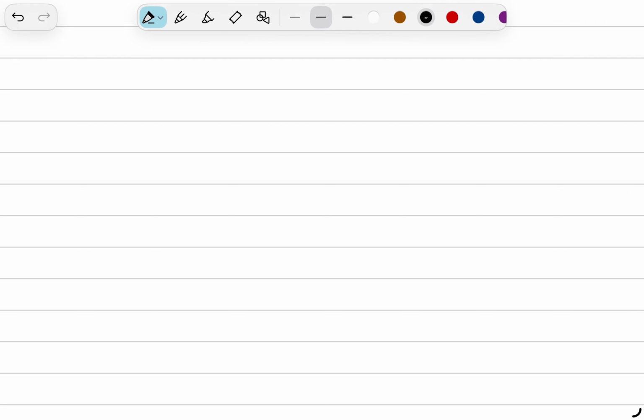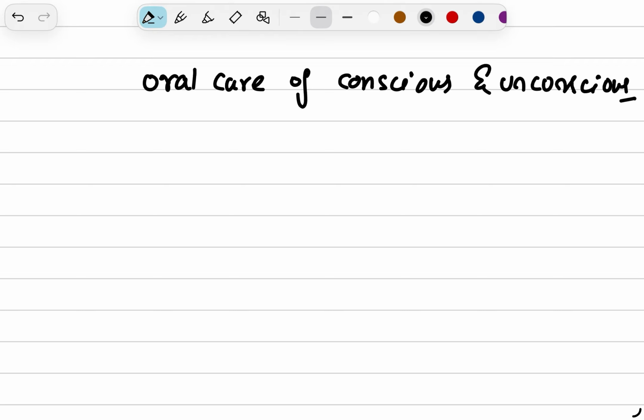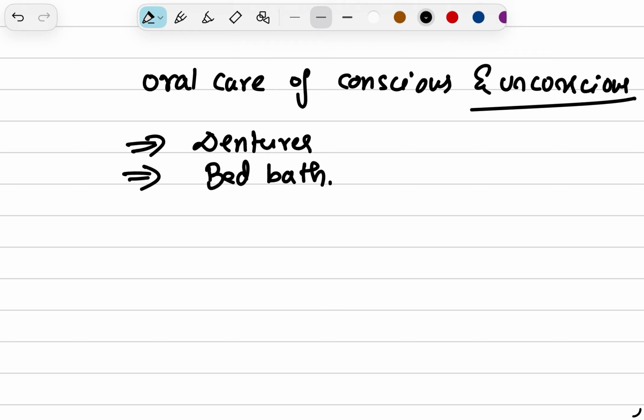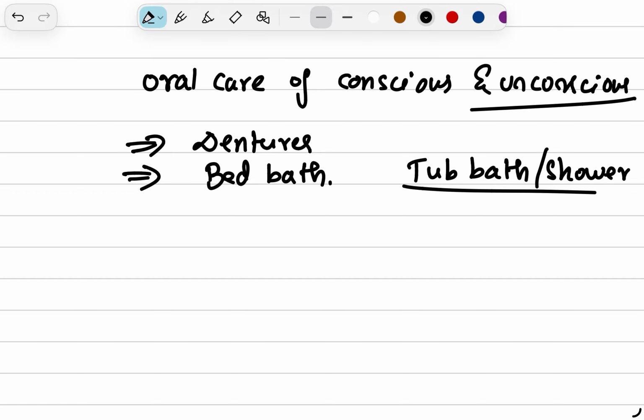In the previous class, we ended up with the oral care of conscious and also unconscious patients, right? So today we will discuss the dentures care, and another one is the bed bath. In that, only the types, purposes, and also the tub bath, or we can say shower. That procedure only we will discuss.